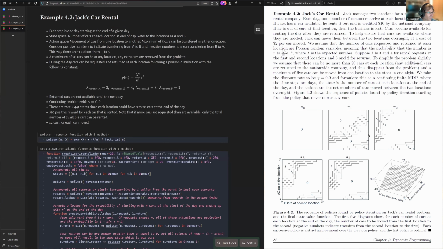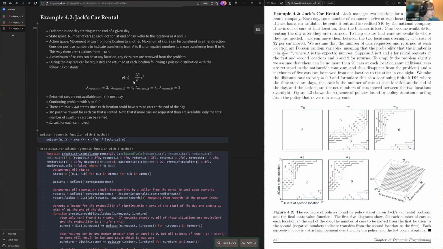This example, I guess this paragraph describes the whole problem. You have to read it a few times to really get it. I have it in bullet points here to make it a little simpler. But the idea is we have two locations to rent cars from, and customers will arrive at each location. There's a probabilistic model for how many customers we expect to arrive at each location. It's a Poisson process here, and these parameters, like lambda, control the Poisson distribution.